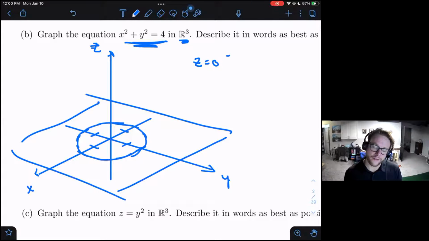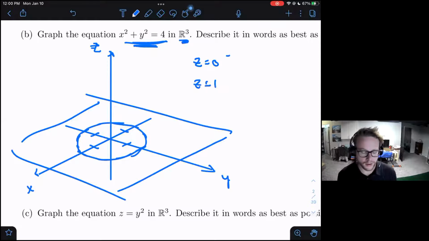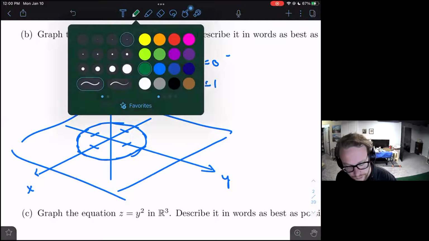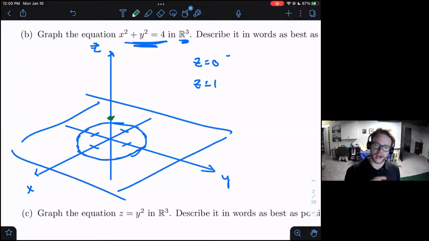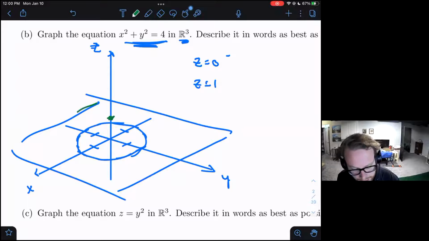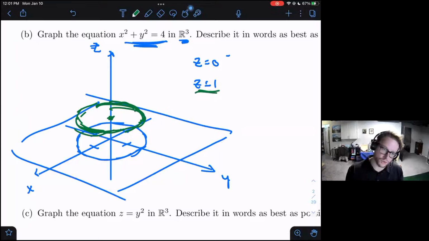However, Z doesn't have any restrictions on it. So we could also do Z equals 1, which means that we would have a copy of our circle that's just been shifted up 1, right? So now the height, the Z value for all of these things would be 1. I'm going to do my best to sketch this here. It would be an exact copy of the circle here, just raised up by a height of 1. Or likewise, you could do Z equals 2, or Z equals 3, or Z equals 5, or Z equals -1,000,000.